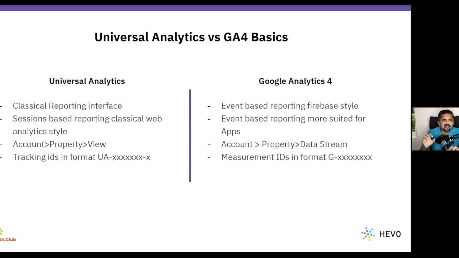In Universal Analytics, you had a typical view of account. Under account, you had properties, and under that, you had views, which were supported by filters. Here, it's basically account, property, and data streams. Data streams are web, app, or any other offline data stream that you want to build. Tracking IDs were in the format of UA-XXX, where UA still stood for Urchin Analytics, and then the ID, which now finally changes after 15 years to G-XXXX.